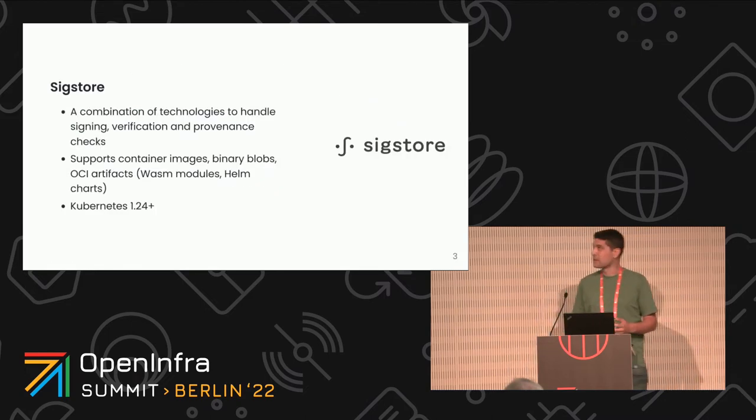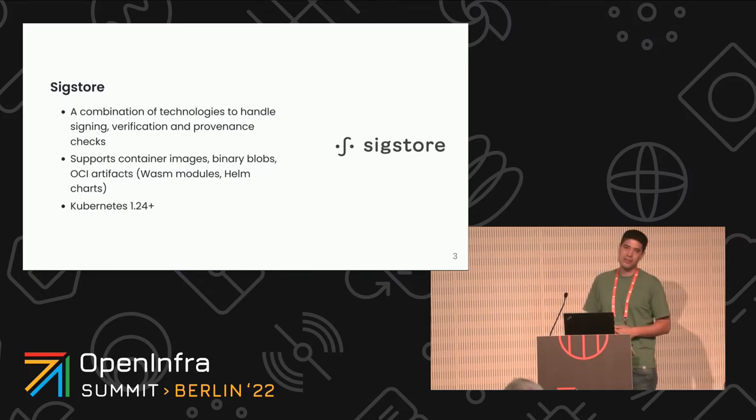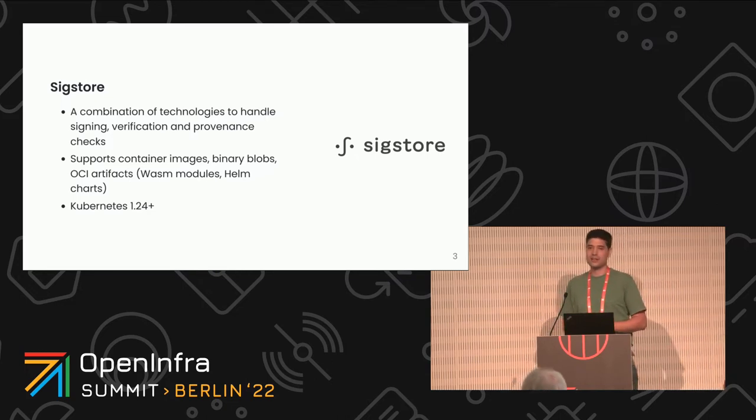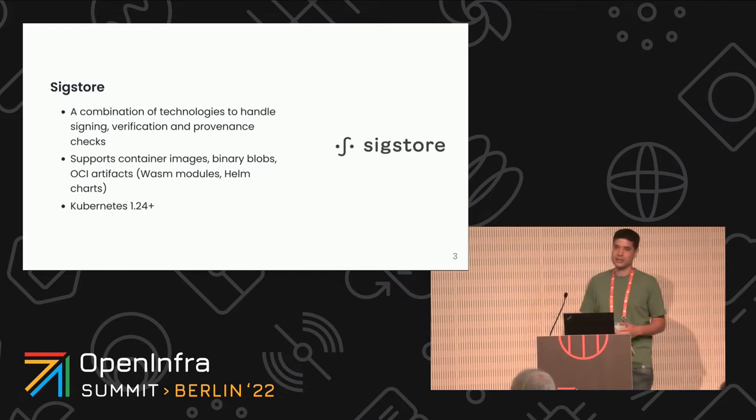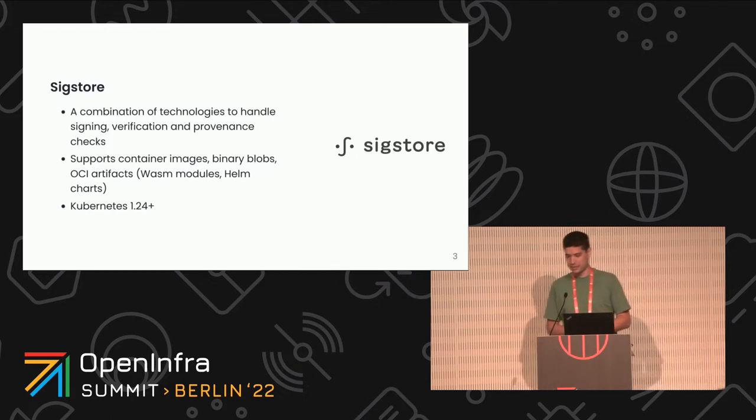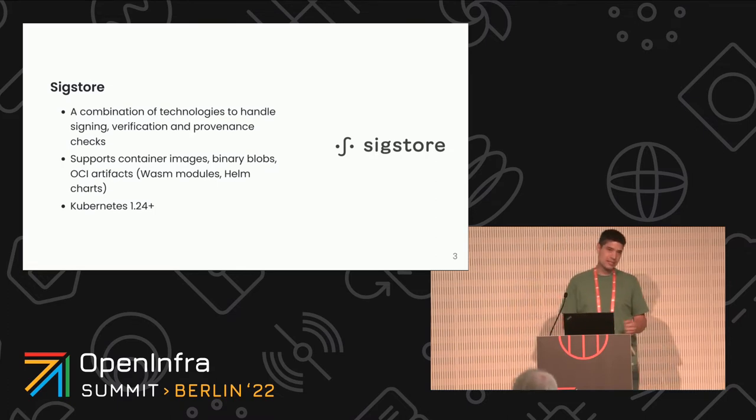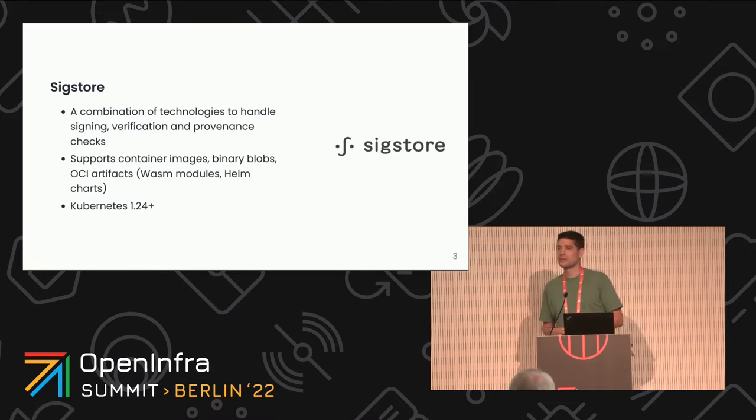Okay, so let's talk about signing. For that, let me introduce Sigstore, which is a combination of open source technologies that includes Cosign. That's the tool that we use for the actual signing and verifying of container images. Then we have Fulcio, which acts as a certificate authority that will issue certificates that we can later use for signing. And then we have Rekor, which is a transparency log where all the signatures will be stored, so we can later verify them.